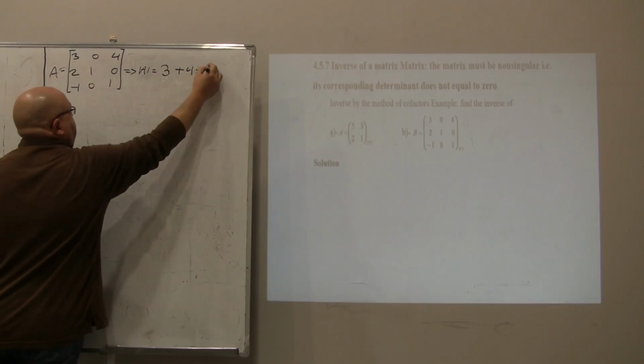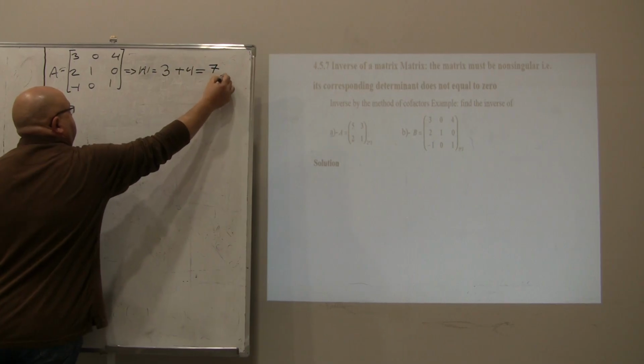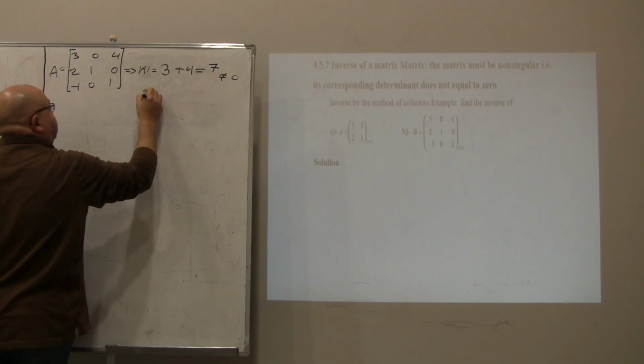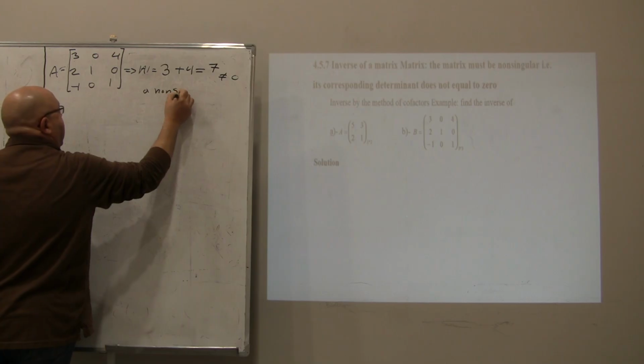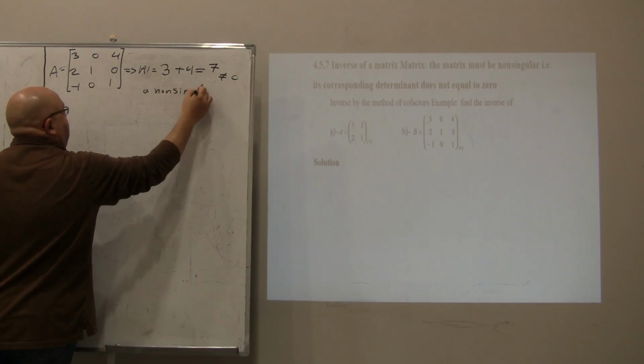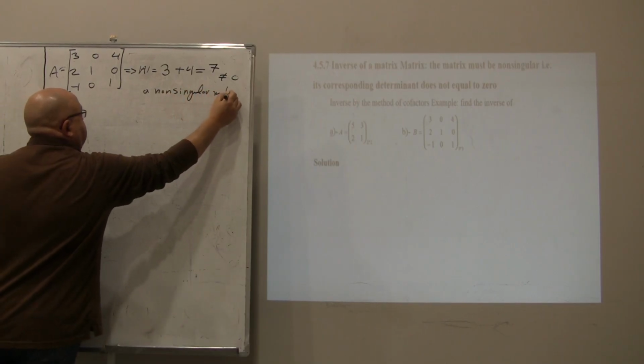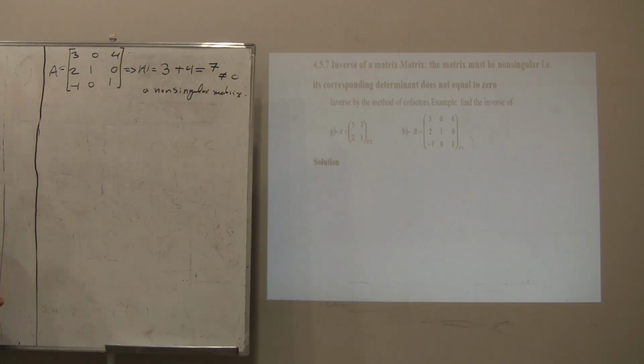So the result will be 7. And it's not equal to 0. So it is a non-singular matrix. So I can get the inverse. The second step is very important. The step that we are going to do right now.